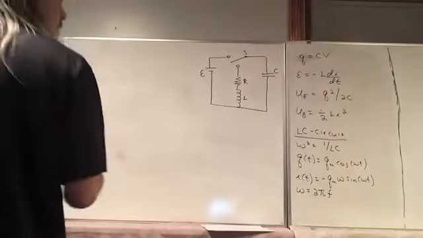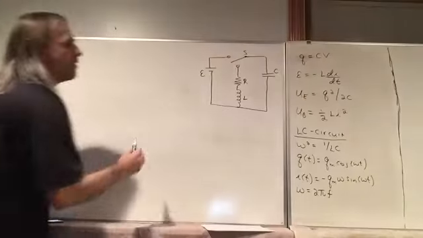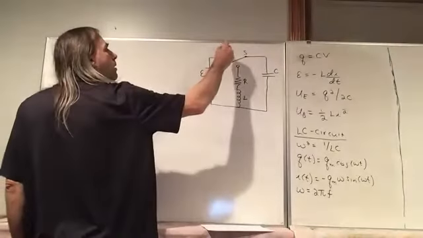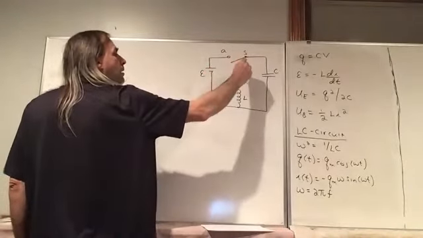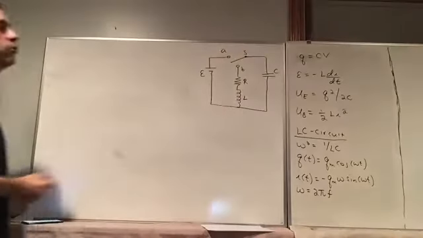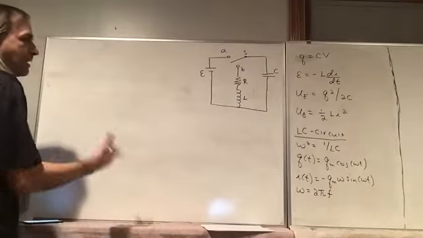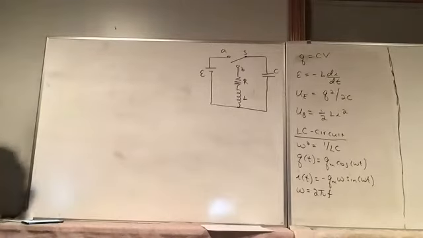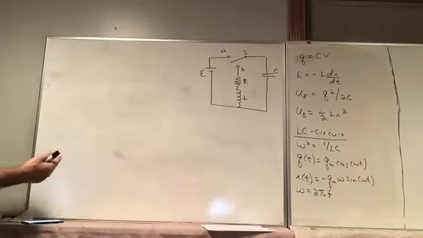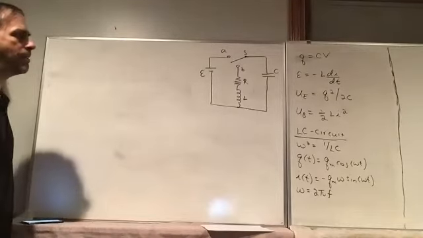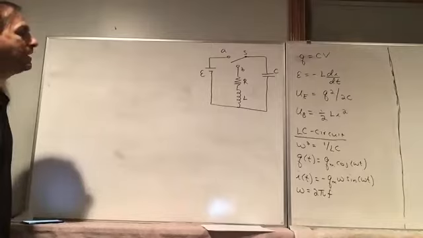Okay, so let's move the switch to A. We fully charge the capacitor, and then we flip it to B. Basically just going around this loop, you can say the sum of these voltages has to equal 0. And again, some are going to be positive, some are going to be negative.